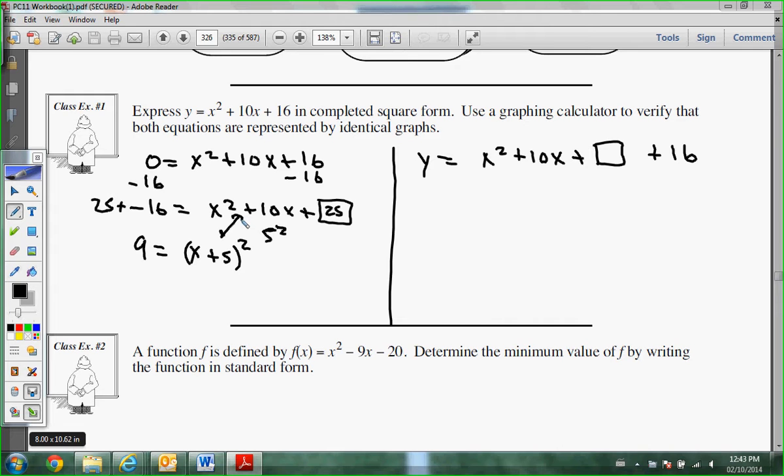Okay, and now look. I'll bring the y back after this. We are in standard form. We went from general to standard.